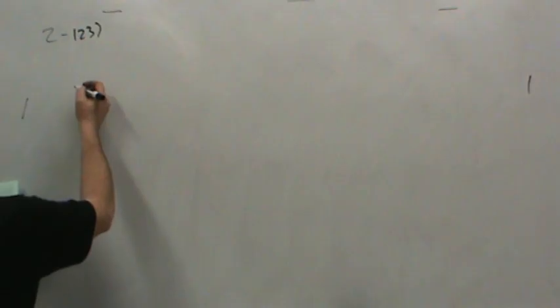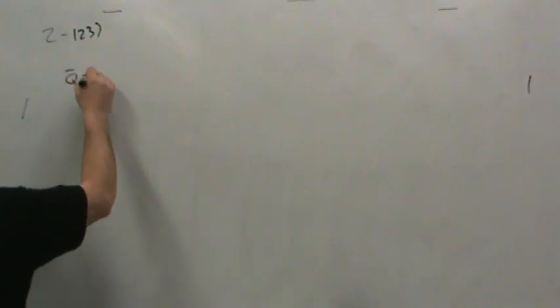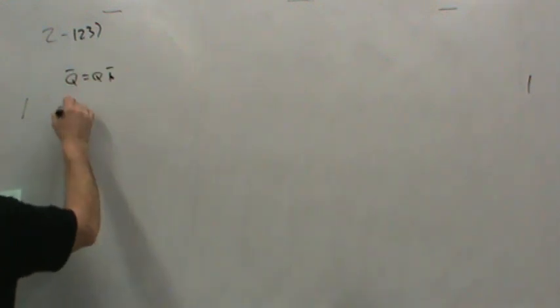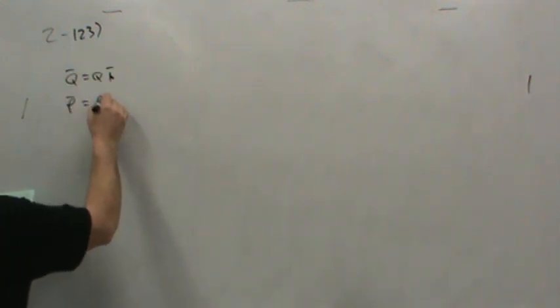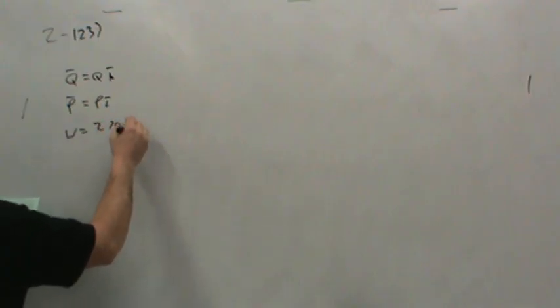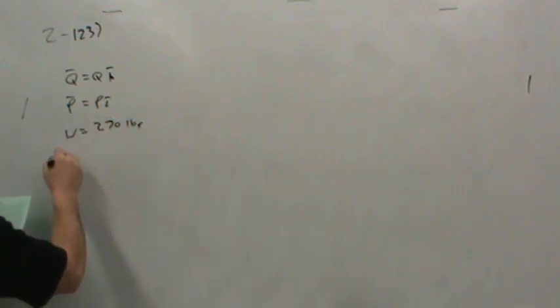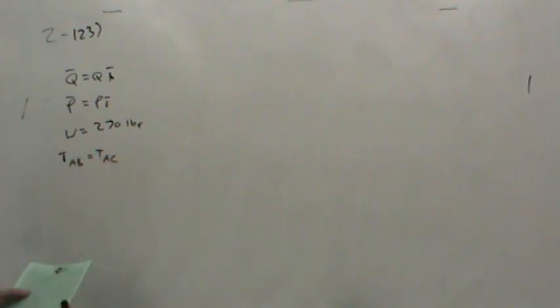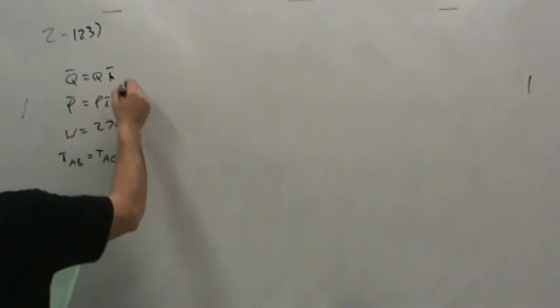So unfortunately you'll have to refer to figure P 2.123. But what they said is that the vector Q is the magnitude Q times direction k, and the vector P, that force vector, is P along the i direction. Weight is 270 pounds, and then the tension in AB equals the tension in AC. So again, refer to the figure. We're supposed to find P and Q.